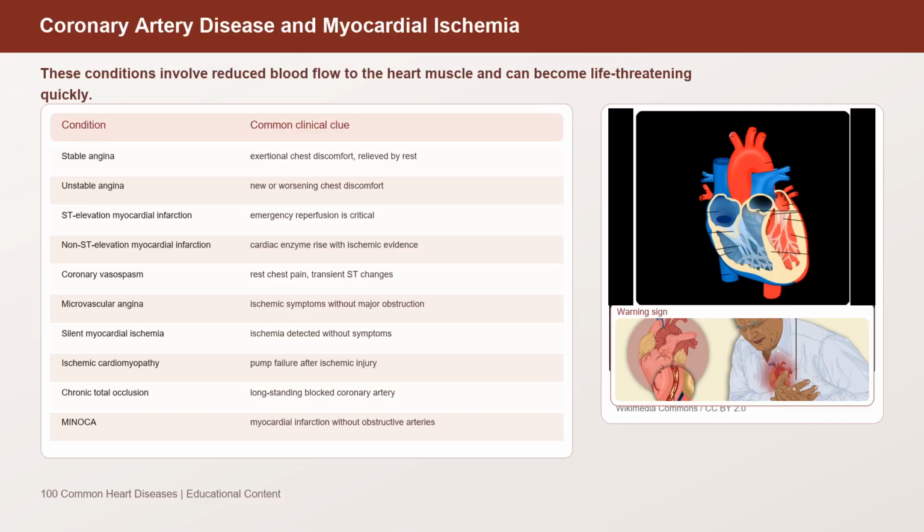First, coronary artery disease and myocardial ischemia. These conditions involve reduced blood flow to the heart muscle. Chest discomfort, duration, shortness of breath, cold sweat, ECG changes, cardiac enzymes, and risk factors must be assessed together.